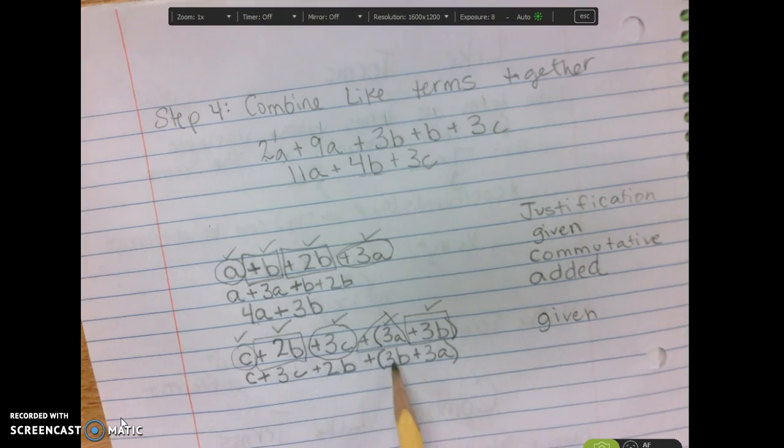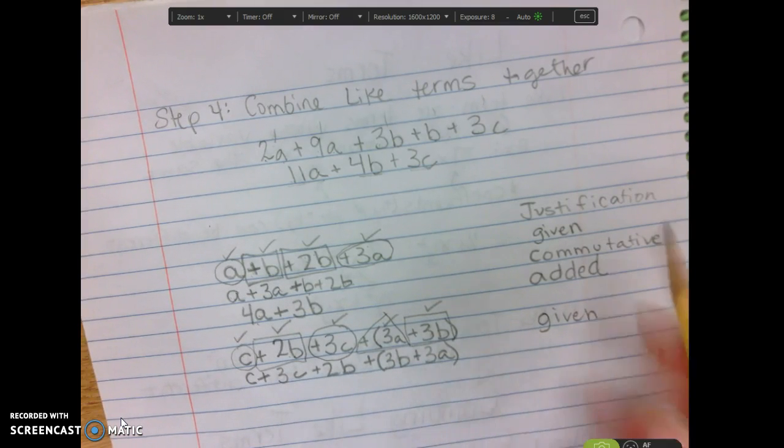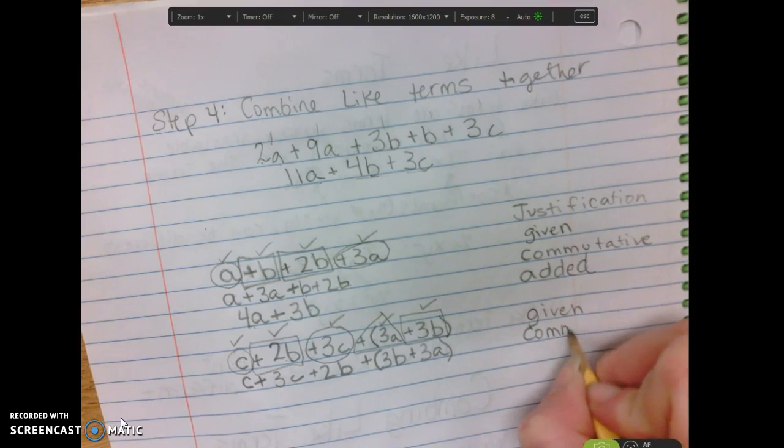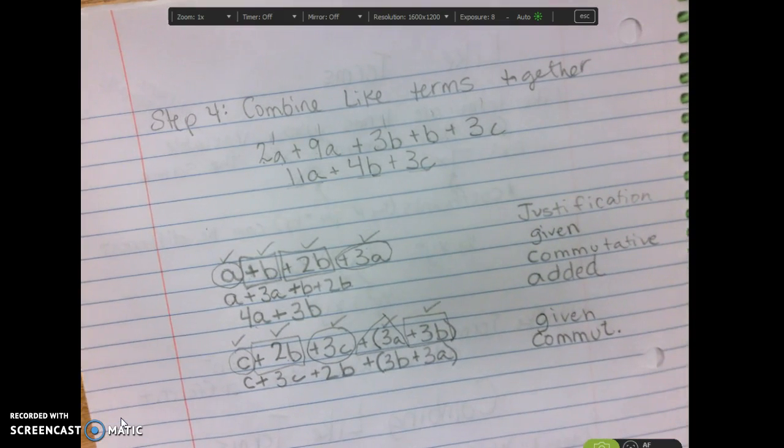So why was I allowed to change the order of all of these items? The commutative property tells me that's totally fine. It's not going to change my outcome.